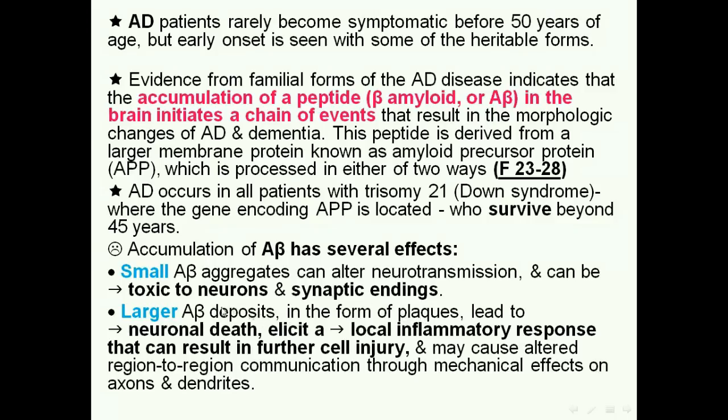Now, these larger A-beta deposits lead to neuronal death, which causes inflammation, and then cell injury, which causes altered region-to-region communication through mechanical effects on axons and dendrites. So there's definitely no communication between regions, and this causes the Alzheimer's.